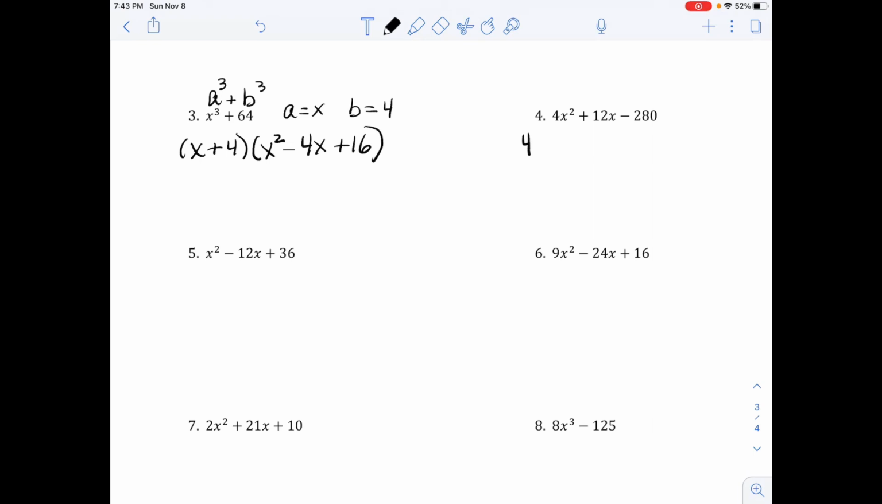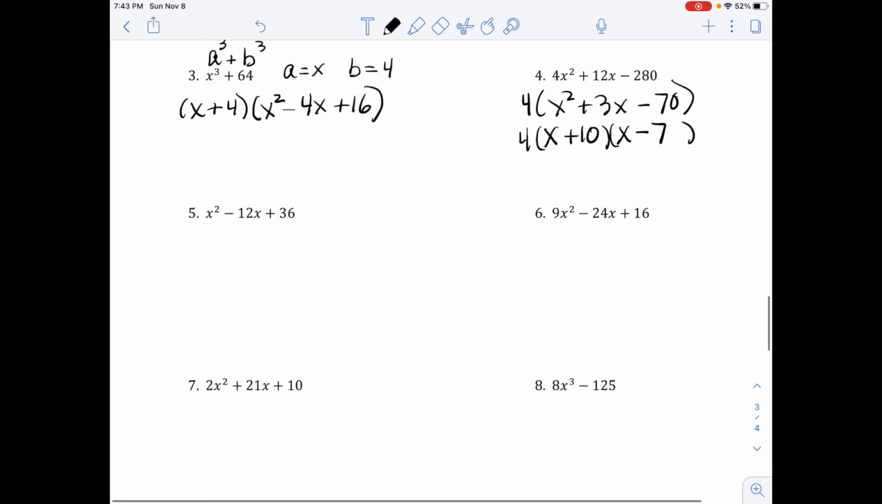Okay, for the next one, I believe right away there's a GCF of 4. So that's going to give me x squared plus 3x minus 280 divided by 4. 280 divided by 4 is 70. And now we have to see, is that going to factor? Are we going to come up with two numbers that multiply to be negative 70 and add to be a positive 3? 10 and 7. X plus 10, x minus 7. That gives you the negative 70 when you multiply, and it gives you a positive 3 when you add.